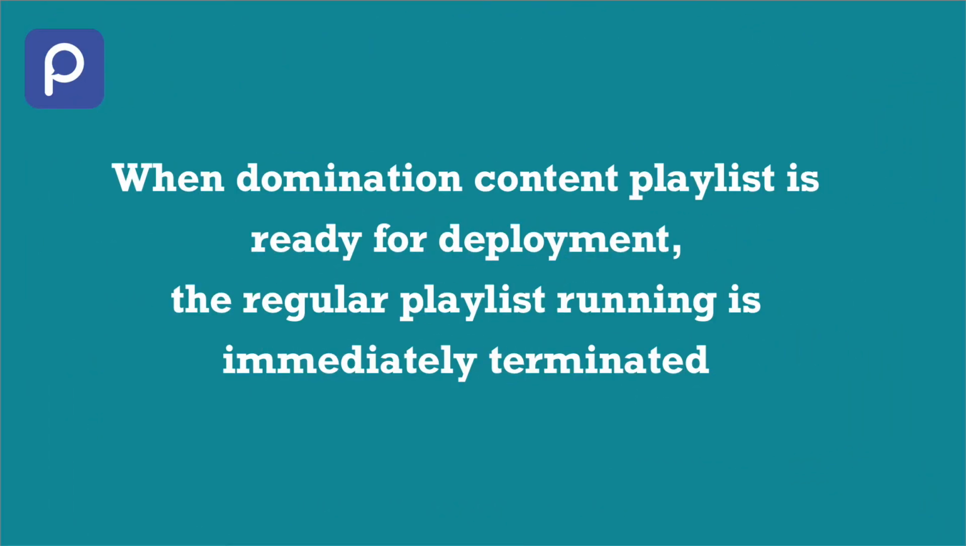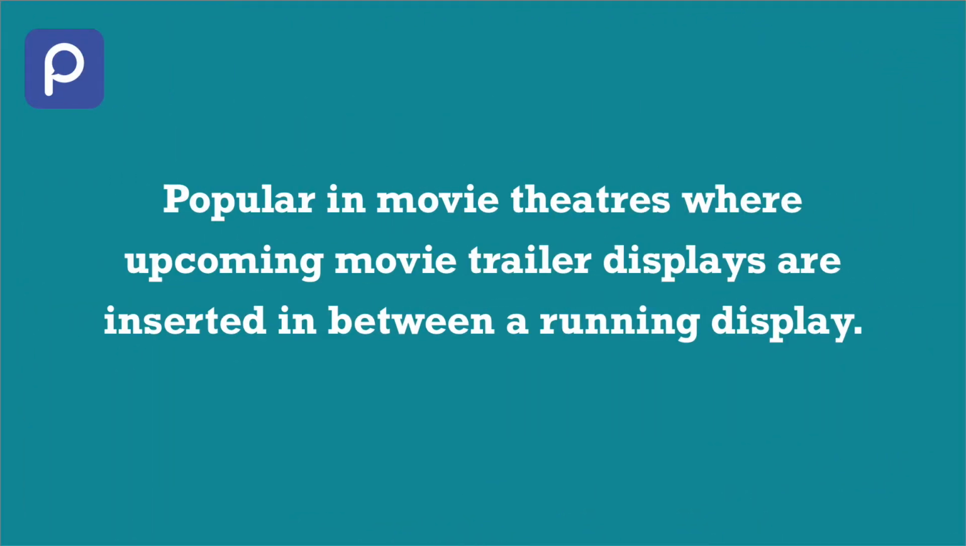When the domination content is scheduled for display, the regular playlist display is immediately terminated and the domination content playlist is freshly deployed to all the players at once. Thus, the domination content playlist is displayed across screens in a perfectly synchronized manner. This feature is used in many movie theaters where an ongoing display across screens is stopped to play a movie trailer. This trailer display is more effective visually when all the screens display it in a synchronized manner.